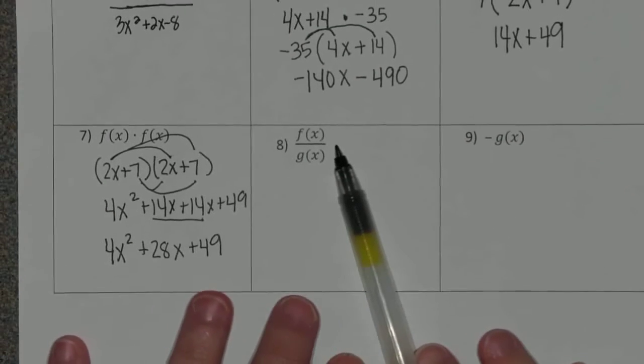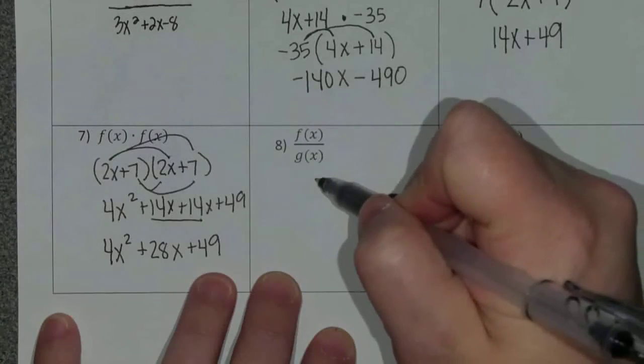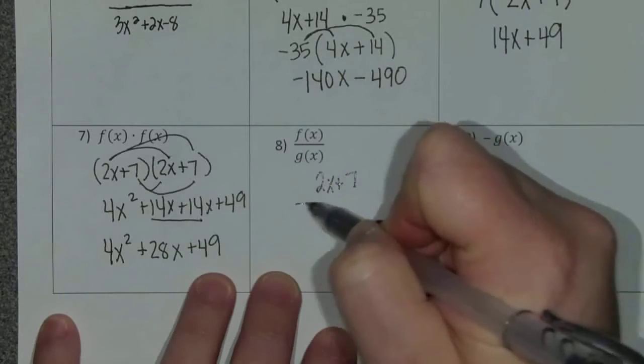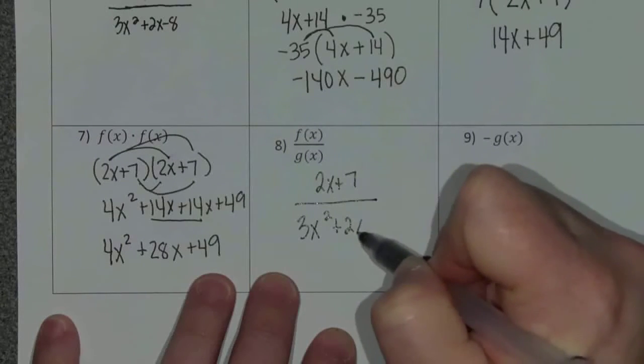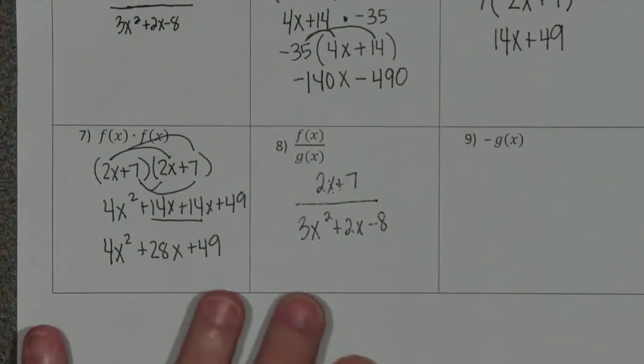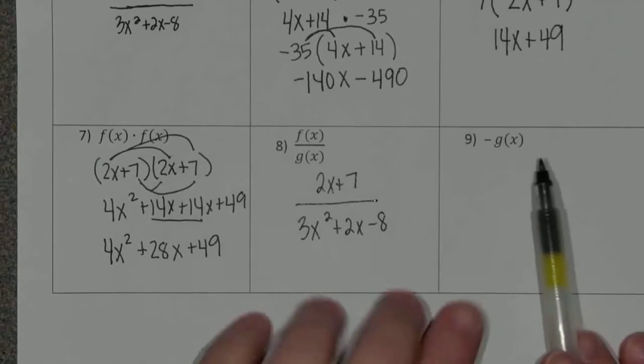Last division one on today's worksheet says f of x divided by g of x. So you go grab f of x, which is 2x plus 7. And then you go grab g of x, which is 3x squared plus 2x minus 8. Whoa. It's ugly. And this may or may not be able to reduce, but in this class I don't have to show you how to reduce, so we're just going to leave it like that. Okay? My poor Math 3 kids right now, guess what they're doing? Reducing stuff like this.